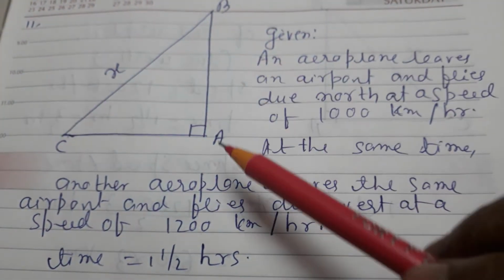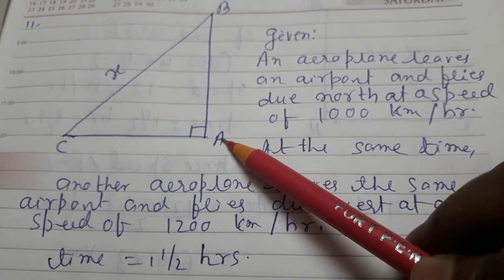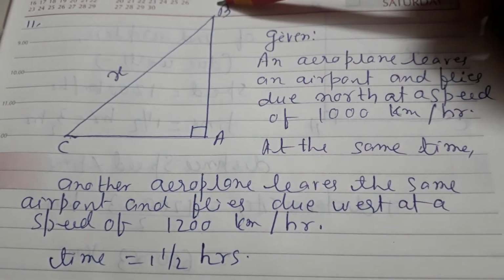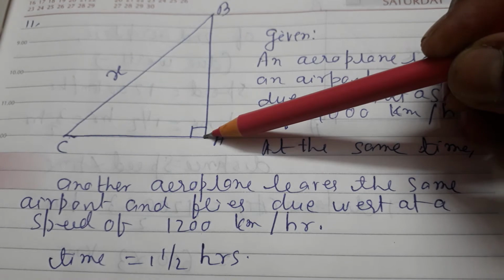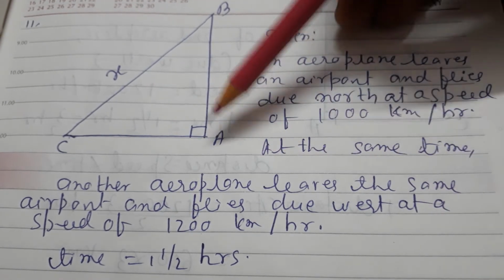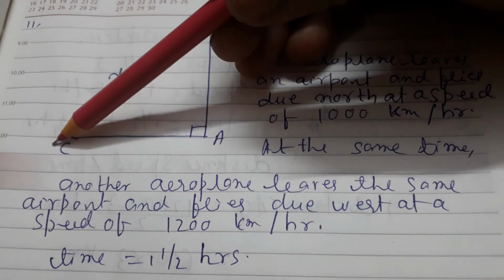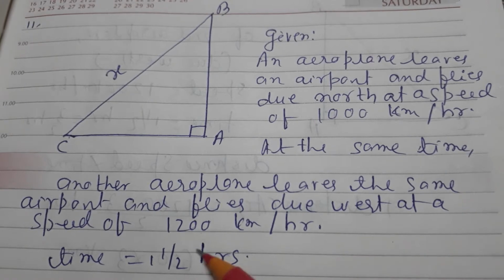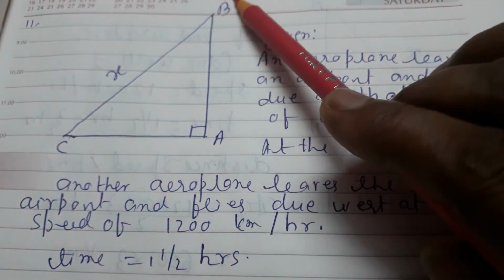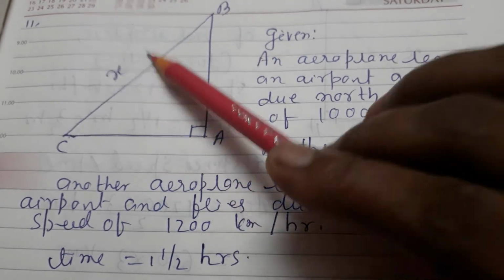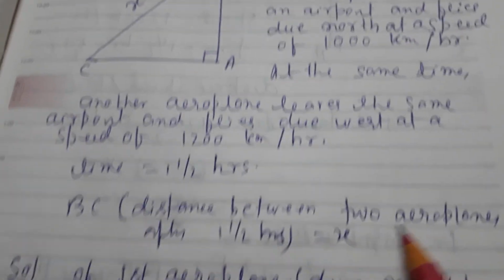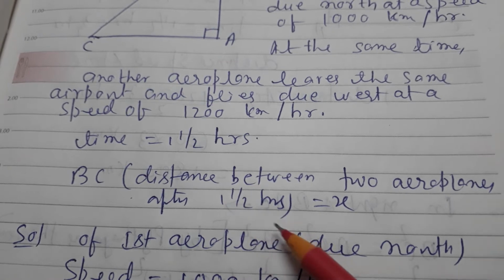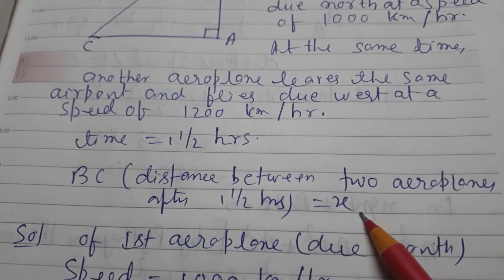Okay. Now come to question number 11. An aeroplane leaves an airport and flies due north at a speed of 1000 km per hour, and at the same time another aeroplane leaves the same airport due west at a speed of 1200 km per hour, and after 1.5 hours the distance between the two flights is BC, that is X. So BC, the distance between the two aeroplanes after 1.5 hours, equals X, which is to be determined.